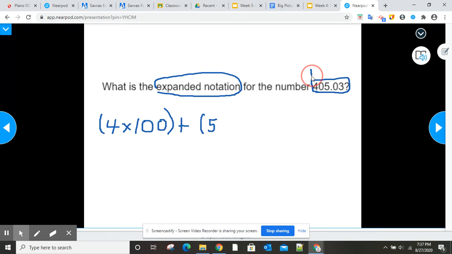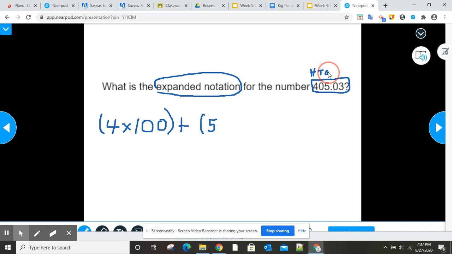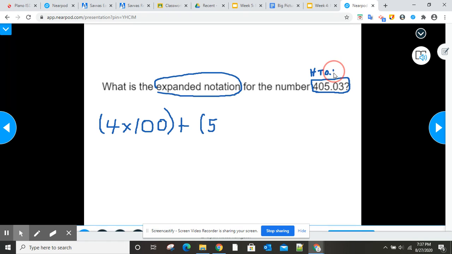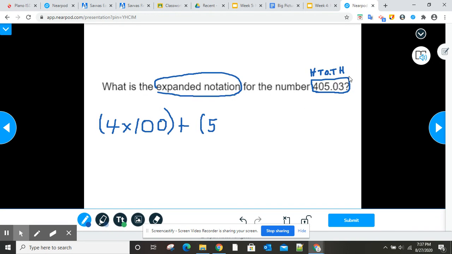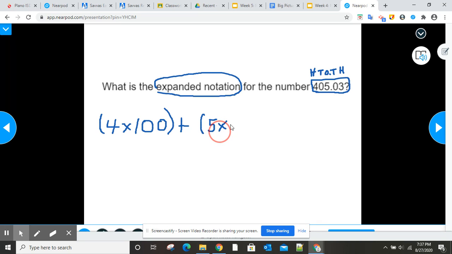Sometimes it helps to write it above, that way you don't get confused. You can write hundreds, tens, ones, dot, tenths, hundredths. That can help you with your thinking. It's always good to take notes and make notations of things. Even if it's in the middle of the problem and you realize you might want to do something like that, it is okay. So 5 is in the ones. So I'm going to be timesing the 5 by 1.